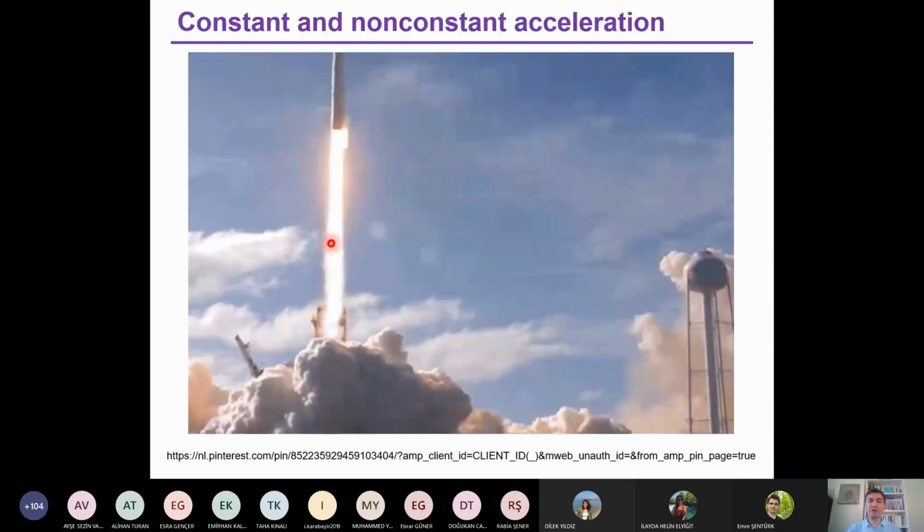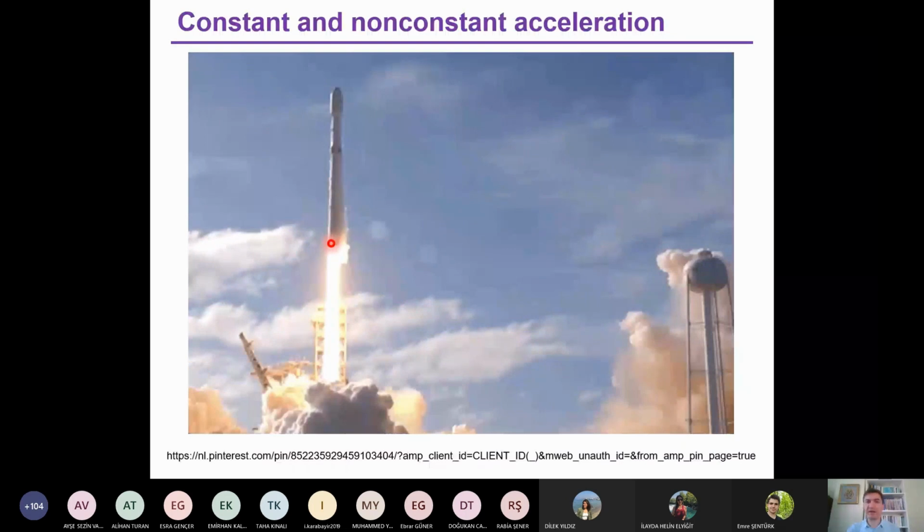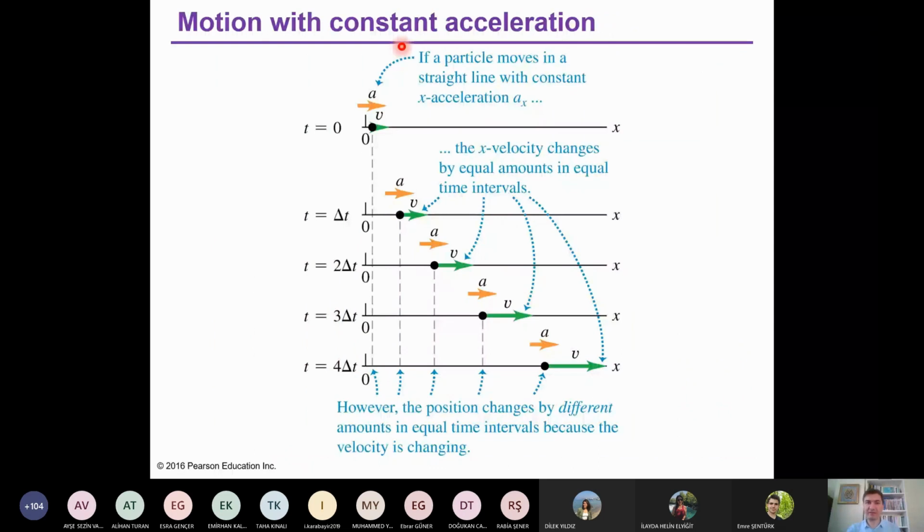So first of all, let me continue with the constant acceleration, motion with constant acceleration. Here we have an x-axis. This is the origin, and this is the positive x direction. Here again, origin, positive x direction, at each position. Here we have the time is 0. Here the time is delta t. Here the time is 2 delta t, 3 delta t, 4 delta t. So we have the same time intervals between these different movements.